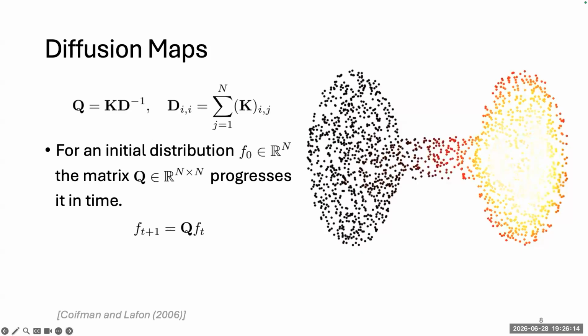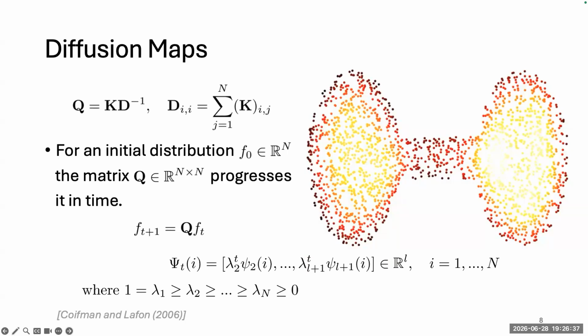Observe this dumbbell-shaped dataset on the right side. We can see that the mass propagates to the right side fast, and then slowly to the left side, reflecting the weaker connectivity to this left part. I hope that at least intuitively, this convinces that the diffusion process recovers the geometry and connectivity of the data. It can be shown that the left eigenvalues and eigenvectors of Q reflect this propagation structure.